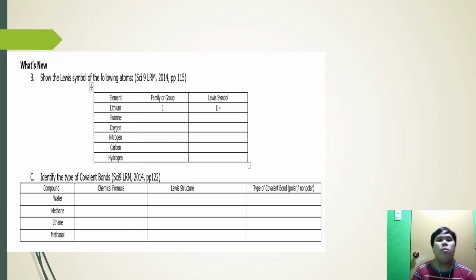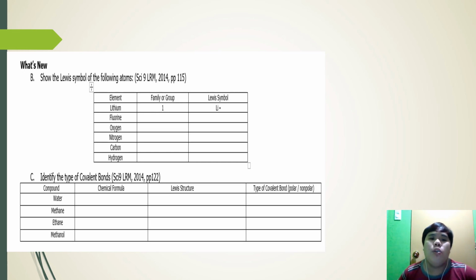What's new? Show the Lewis symbol of the following atoms. You have there the elements. We have lithium as our example. Lithium belongs to group 1, so its valence electron is 1. That is why the Li is surrounded by one dot only. For fluorine, oxygen, nitrogen, carbon, and hydrogen, you need to determine their family or group based on the periodic table that I showed earlier, the representative elements.